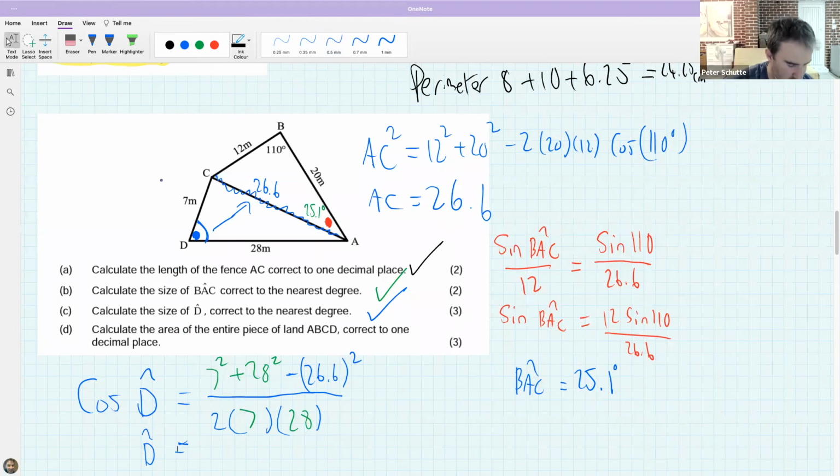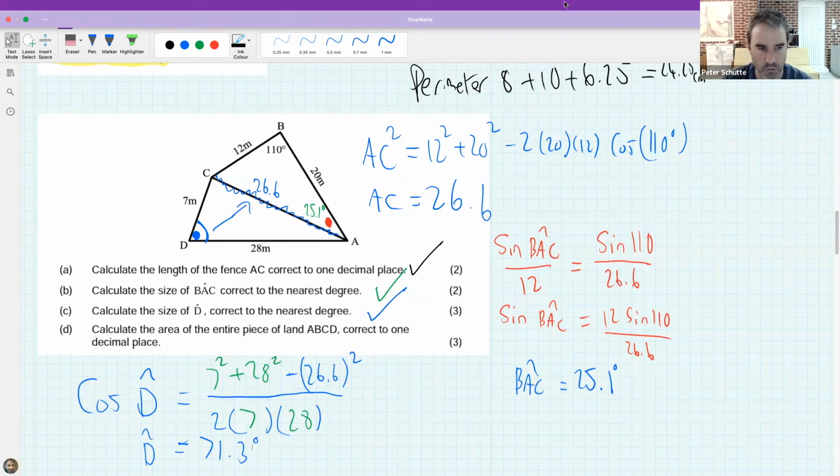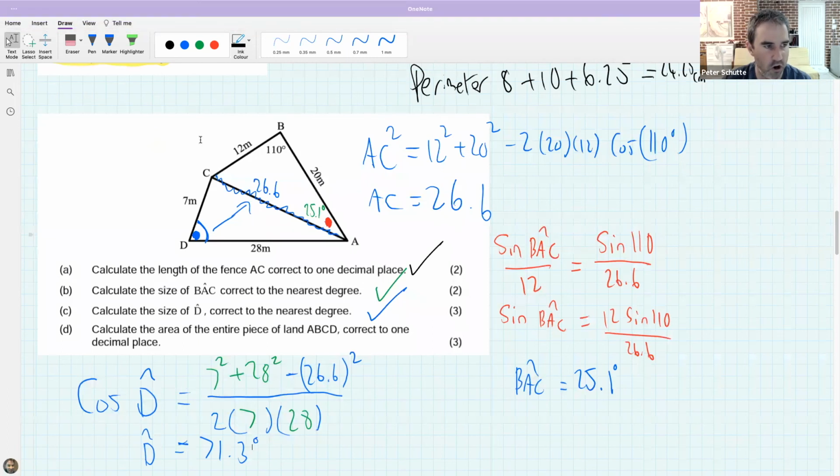Okay, let's see what everyone's getting. So you should be getting, let's stay with one decimal place, 71.3 degrees. So 71.3, and in this case, you had to use the cos rule. All right. Awesome, Kevin. I'm glad to hear that.